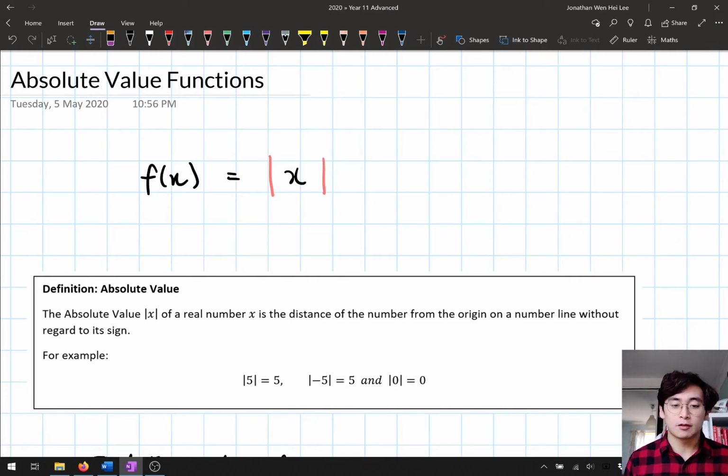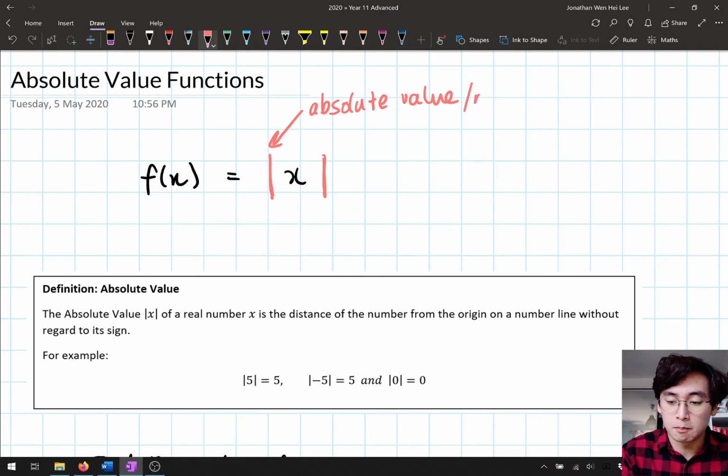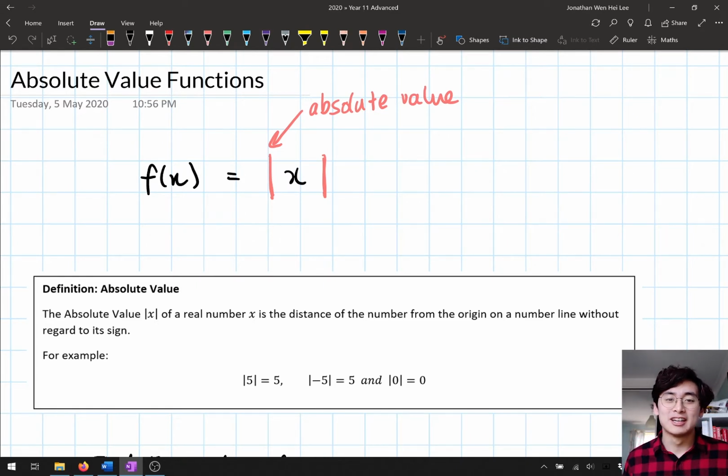Well, if you see an absolute value function, this is what it looks like. f(x) is equal to, and we've got these two vertical lines around x. This is your absolute value sign. Sometimes other textbooks might call it a modulus. I'm not sure about that one, but probably be safe, just call it an absolute value.